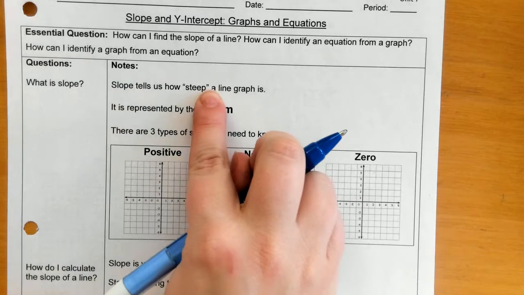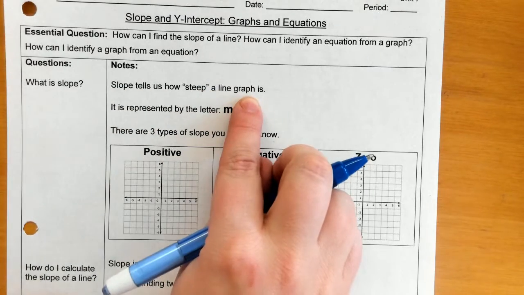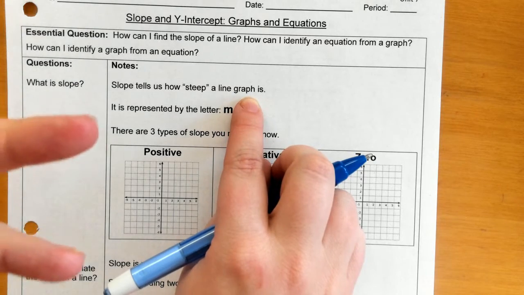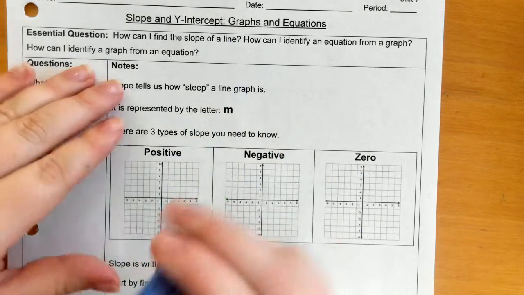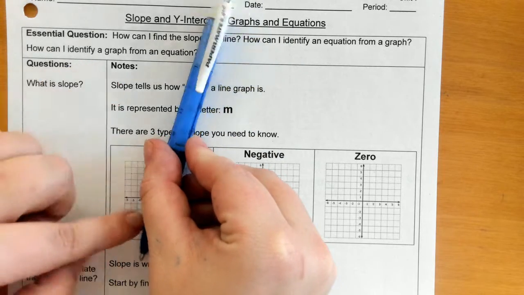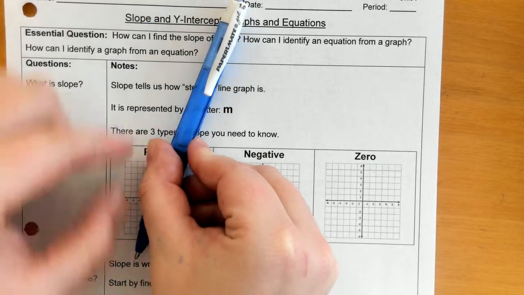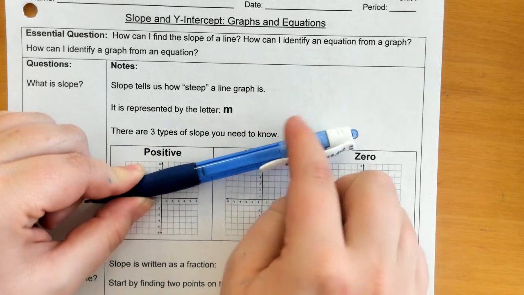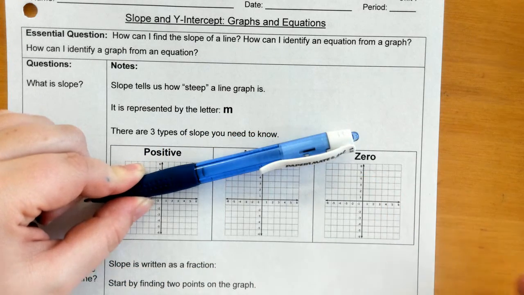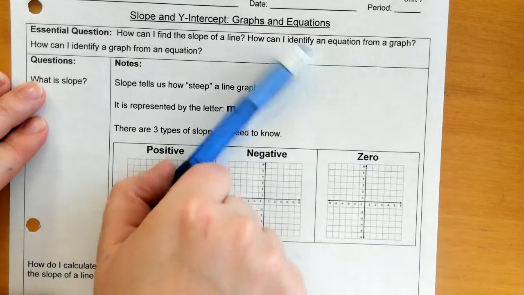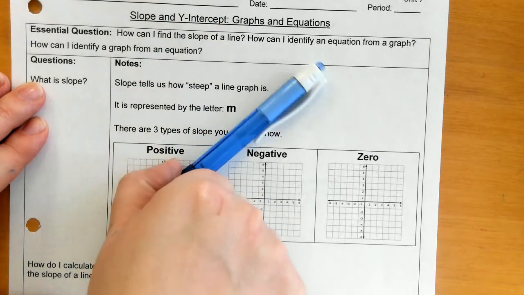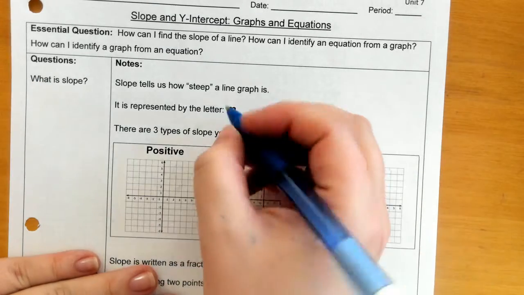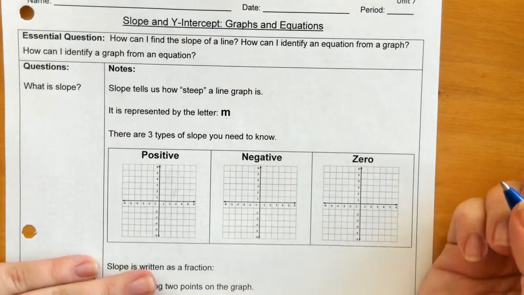So slope tells us how steep a line graph is. So if you think about a hill, right? You might have one hill that's really steep, almost all the way up vertical. But then you might have another hill that's not as steep. It's kind of flat. That's what slope is. Slope tells us if our line is really steep or not that steep. It's represented by the letter m, and this is what I mean by that.